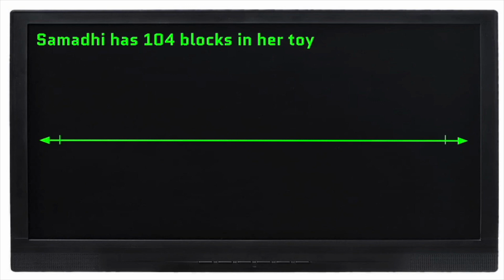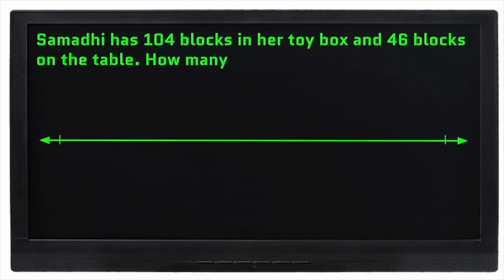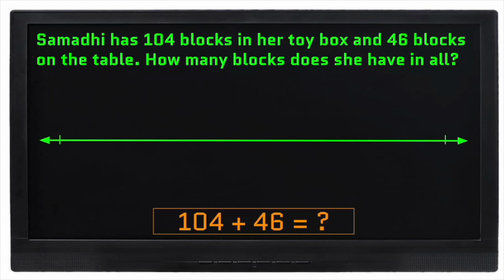Let's see if our computer has a more challenging one for us to look at. Samadi has 104 blocks in her toy box and 46 blocks on the table. How many blocks does she have in all? It looks like in this question, I'm going to be taking the 104 blocks that Samadi had in her toy box and adding 46 blocks to that number. So my number model would be 104 plus 46. How would you start here?